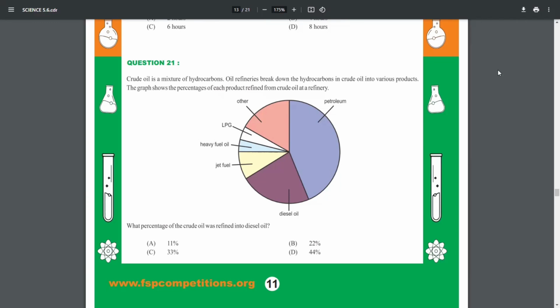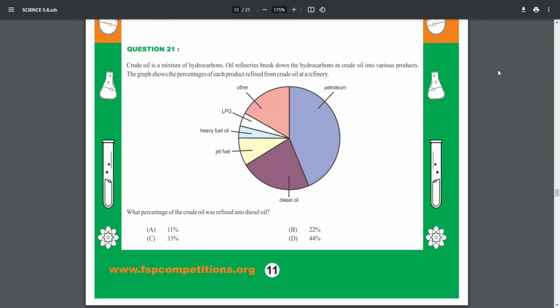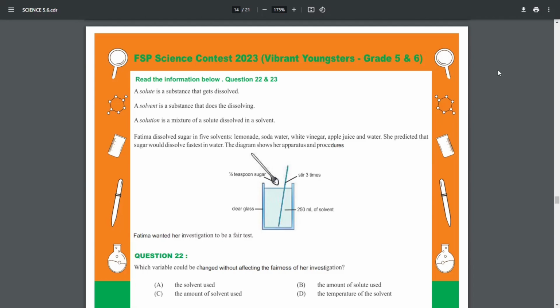Question 21. Crude oil is a mixture of hydrocarbons. Oil refineries break down the hydrocarbons in crude oil into various products. The graph shows the percentages of each product refined from crude oil at a refinery. What percentage of the crude oil was refined into diesel oil? The correct option is B. 22%.